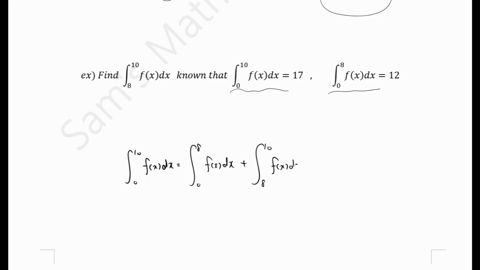The next example: we have already known this definite integral and this definite integral. The definite integral from 0 to 10 of f(x) dx is the integration from 0 to 8 of f(x) dx plus the integration from 8 to 10 of f(x) dx. We have already known this is 17 and this is 12, and our purpose is to find this definite integral. So the definite integral is 5. The answer is 5.